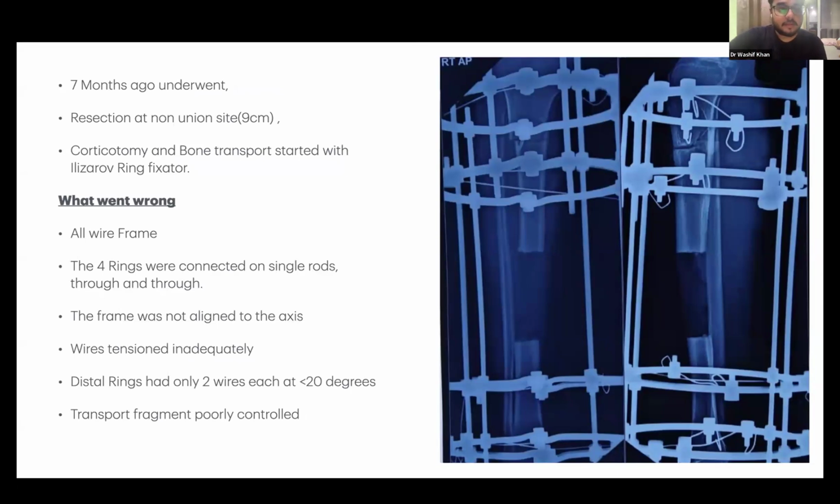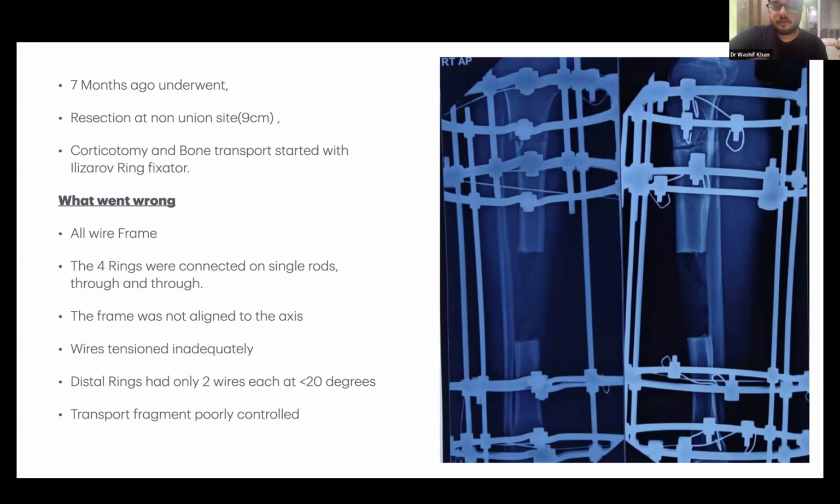What went wrong with the frame, I think, is it was an all-wire frame which was highly unstable. Why are you saying all-wire frame is highly unstable? It should not. No, it shouldn't, but I'm pertaining to this particular case, sir, wherein the wires, as you can see, are not tensioned properly, and apart from that, the wires are inadequate. Yeah, you can say that in areas, but that doesn't mean all-wire frame is unstable, no? My statement was related to this particular case.